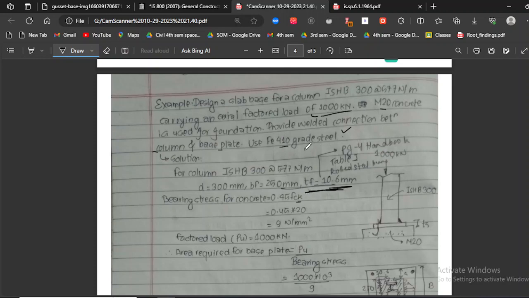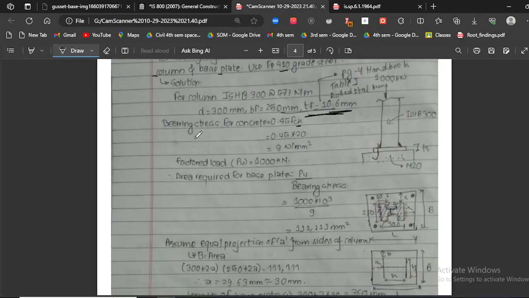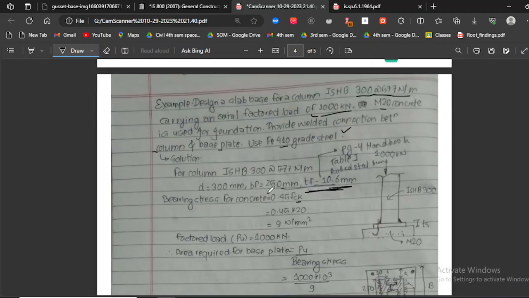And now firstly we need to find the dimensions of the column. As it is said, design a slab base. So right now we are designing a slab base, not a gusset base, for column ISHB 300. We can find different dimensions such as D, BF and TF. For that we need to go into our handbook.